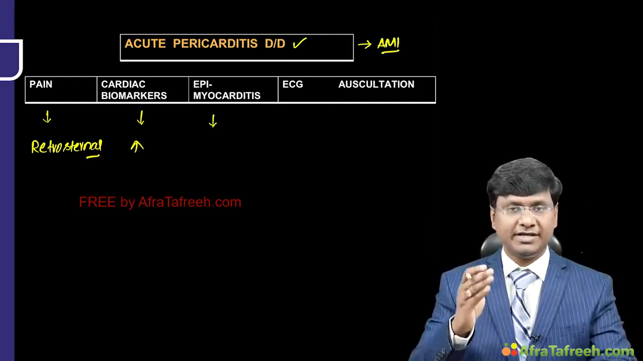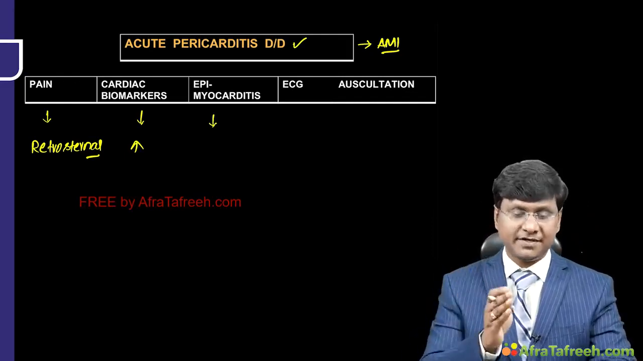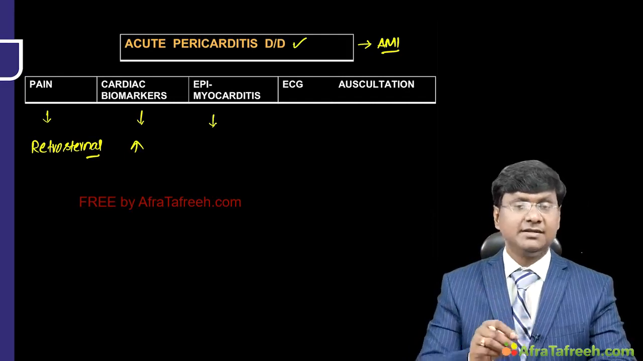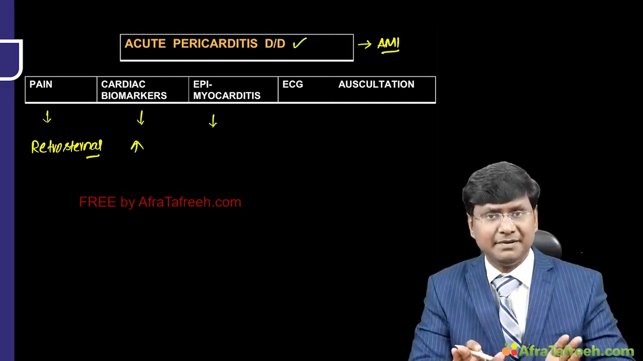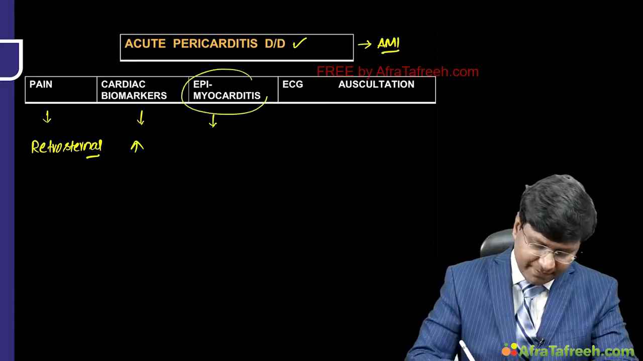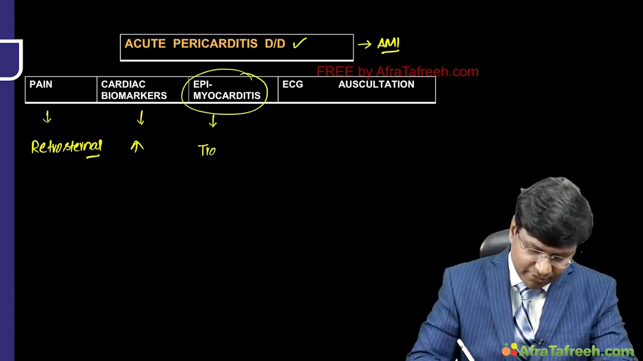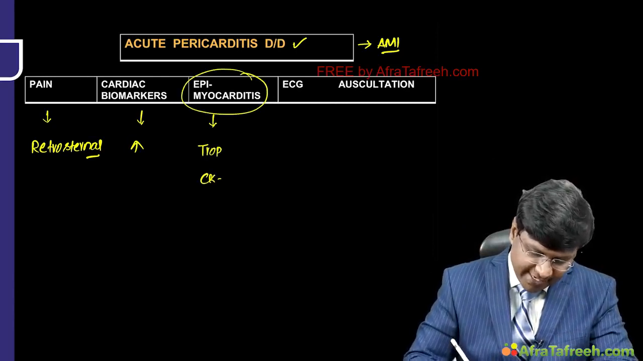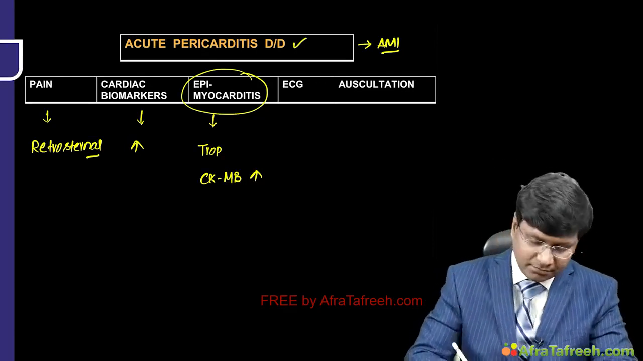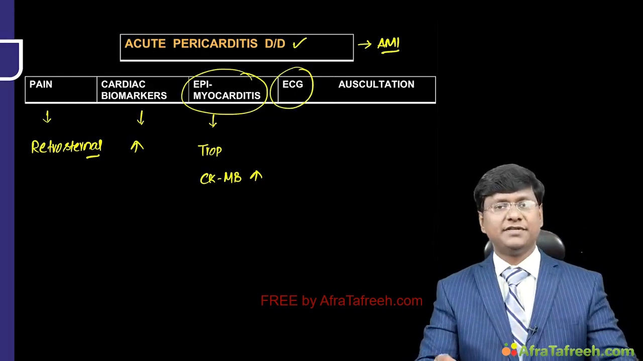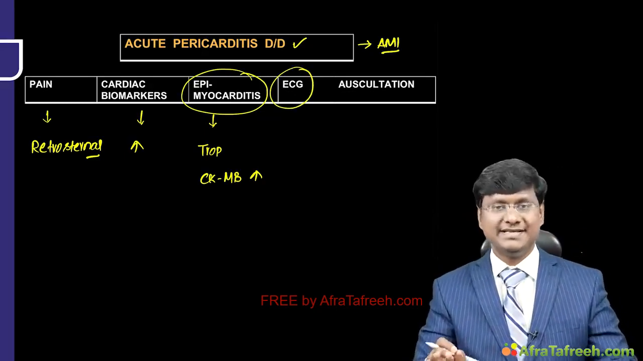Epimyocarditis is when the inflammation from the epicardium is transmitted to the myocardium, that we call epimyocarditis. And because of this epimyocarditis, your cardiac biomarkers, that is troponin as well as CK-MB, both of them are elevated. Now, the point of the differentiation is on the ECG.